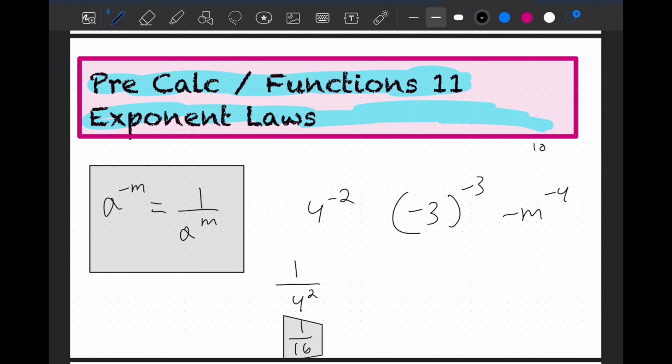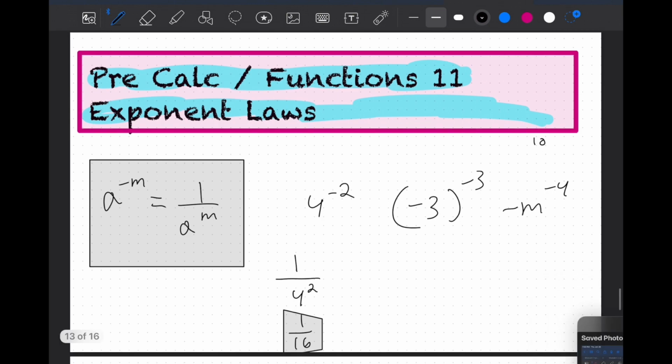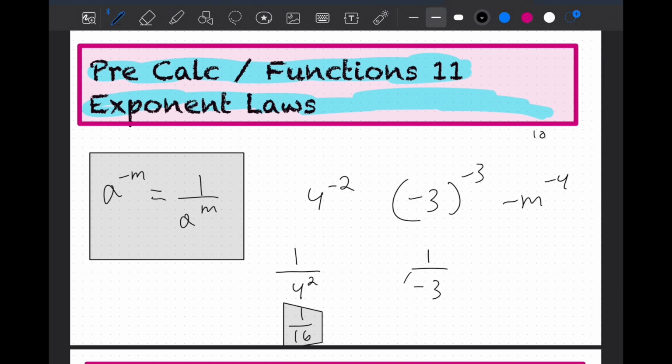If you have negative 3 to the negative 3, that's the same thing as saying 1 over negative 3 to the 3, which would be negative 27, because that's the same thing as saying negative 3 times negative 3 times negative 3. So we'd get 1 over negative 27, and the negative would come to the front, but I'll just write it here.